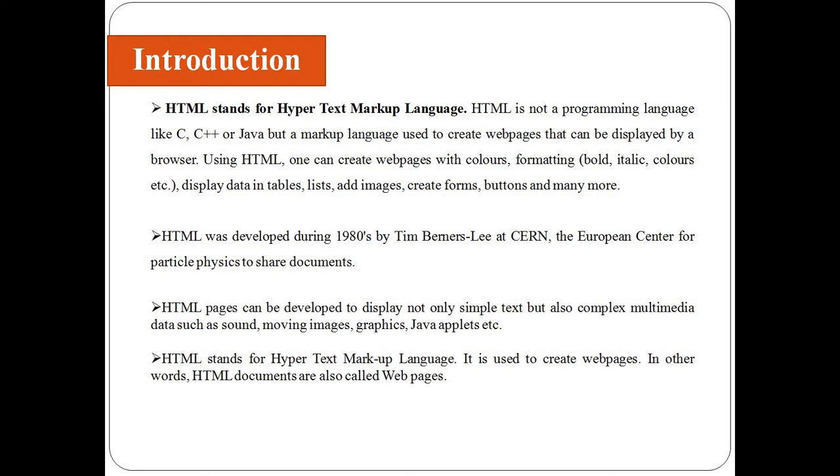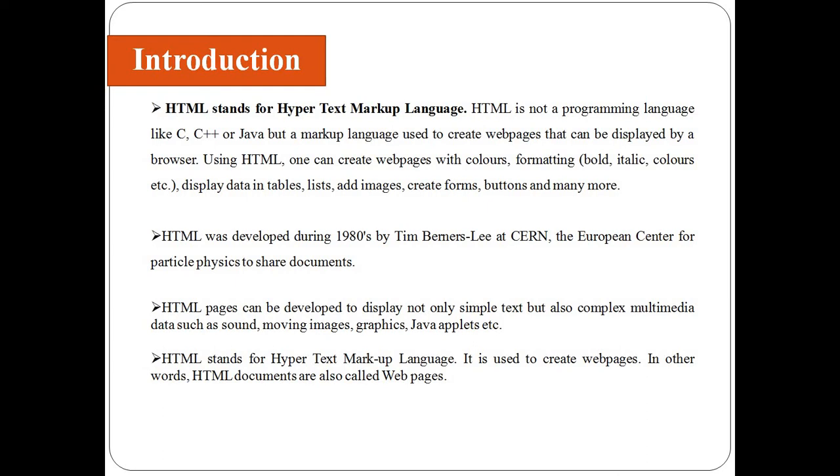HTML is not a programming language like C, C++, Java, Python, Android. It is not like a programming language of C, C++, Java, because it is a markup language, which is used to create web pages that can be displayed by a browser. So using HTML you can create web pages with colors, styles and different types of tables, lists, images. With the help of all these concepts you can build excellent web pages.